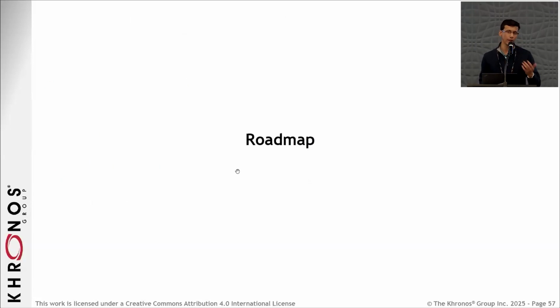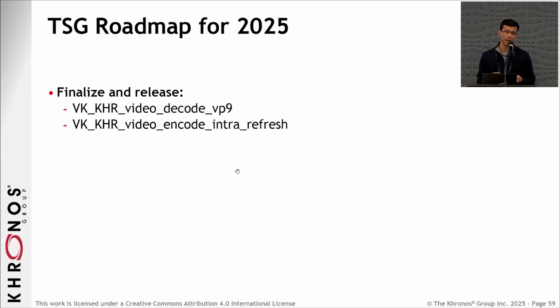Okay, and in conclusion, the roadmap that we have for 2025 is, of course, to finish working on VP9 decoder and intra-refresh and release them to the public. And there are a few more extensions that I can't really talk about, but in general, the idea behind all the extensions is that now that we have a foundation for Vulkan Video, we are trying to build on that to make Vulkan Video more feature-rich and bring more and more features for our developers and users.